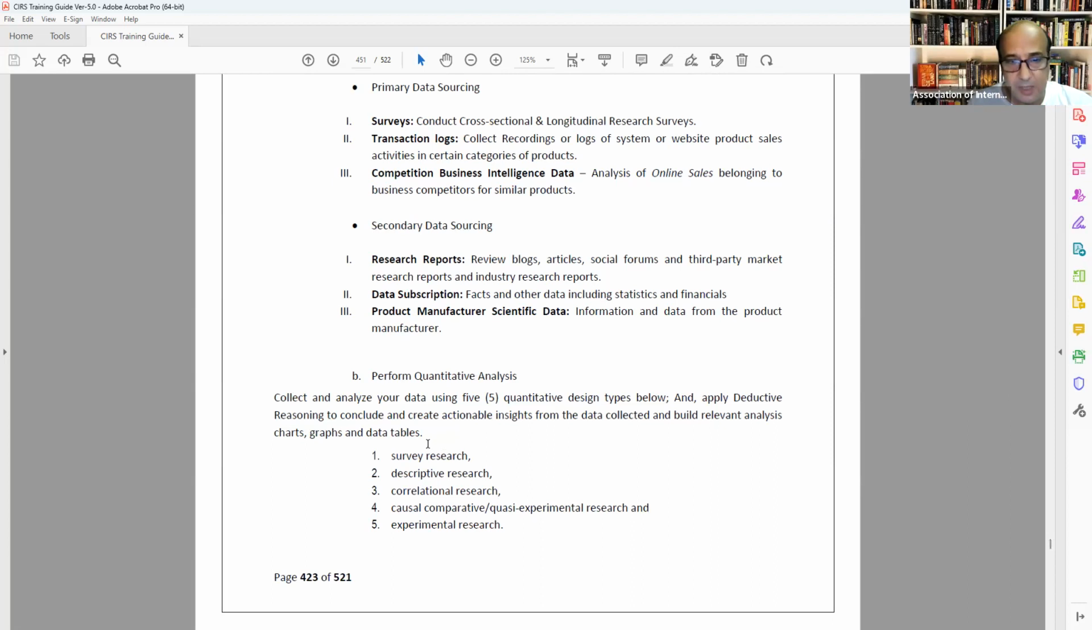Perform quantitative analysis. So what are you going to do to do quantitative analysis? You're going to do survey research, descriptive research, correlational research, cause comparative, quasi-experimental research, experimental research. So all of these 1 through 5 are different analytics techniques that you're going to apply. We are not going to cover all of them, but I think we'll be doing mostly survey research.